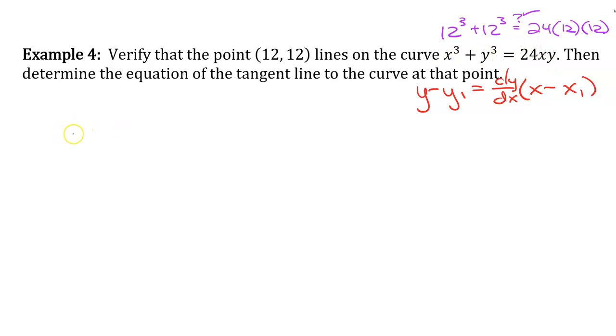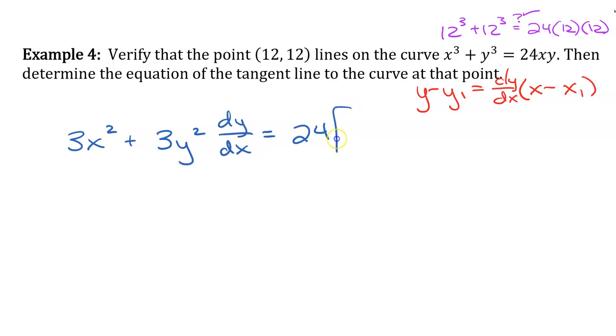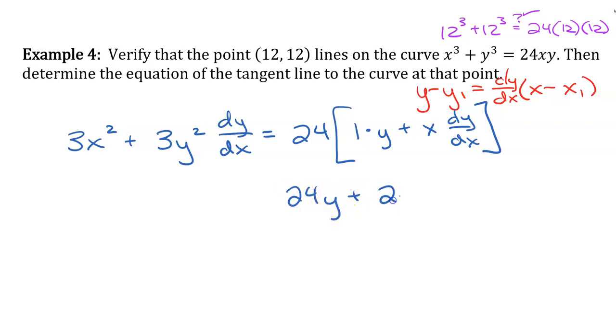So the first one's easy. So it'd be 3x squared plus 3y squared dy/dx. And then that's not so easy. So once again, we have the product rule. So 24 times f prime g plus f g prime. Alright, so that's 24y plus 24x dy/dx.